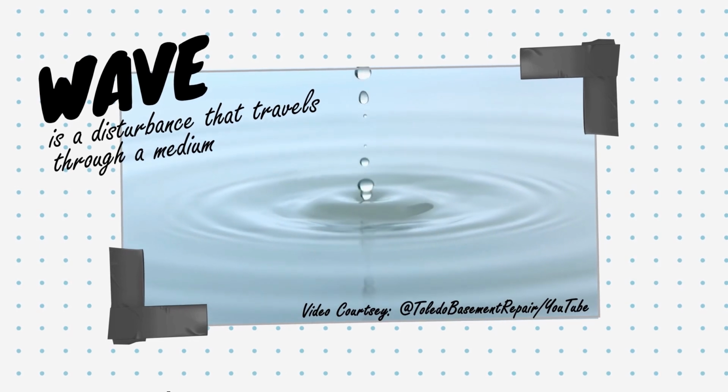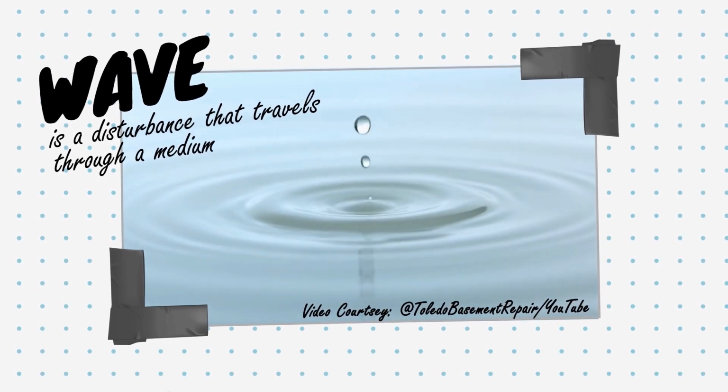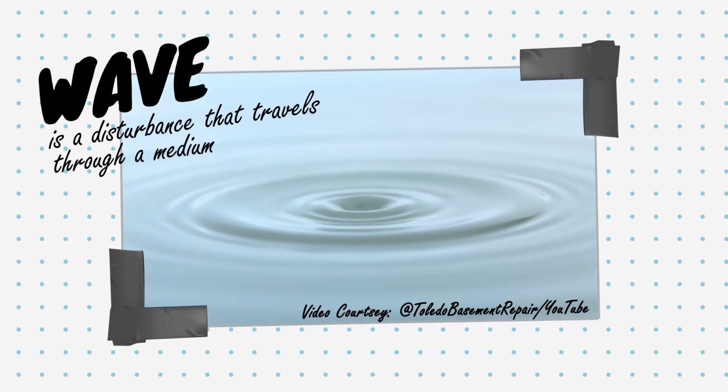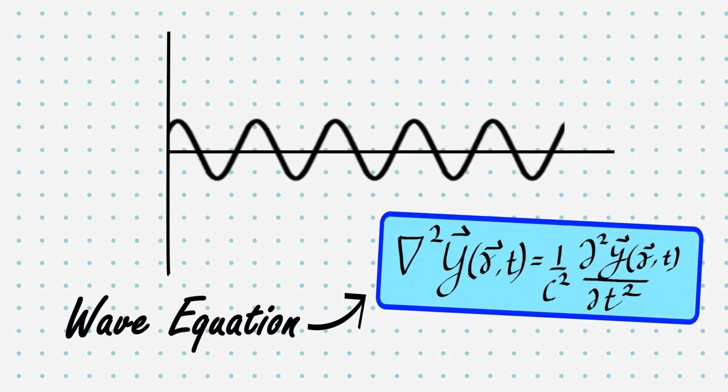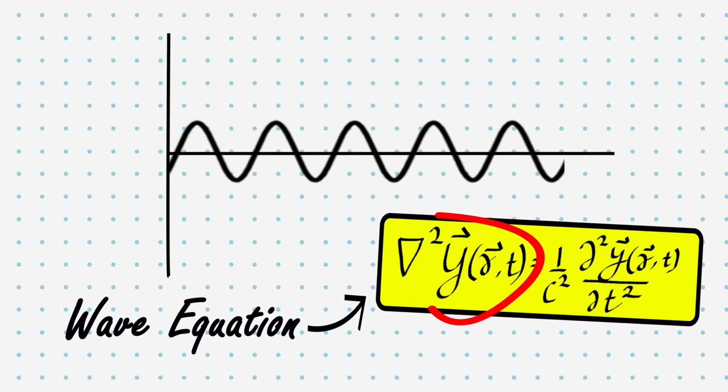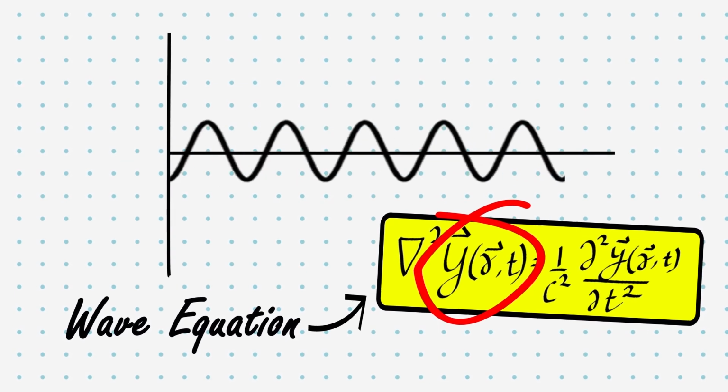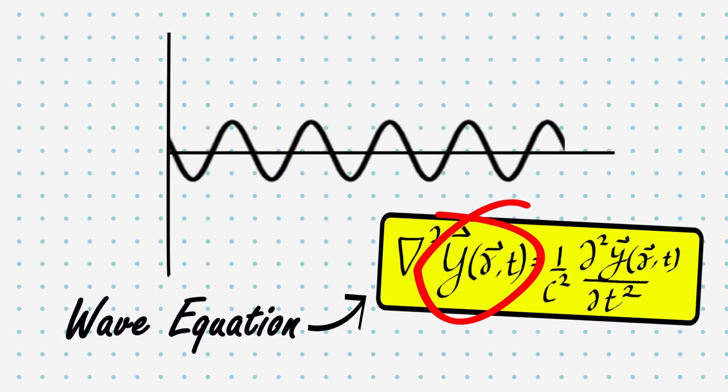A wave is a disturbance that travels through a medium. Mathematically, a wave is described by a wave equation. Here, Y represents which kind of wave we are talking about. I mean, disturbance of what?